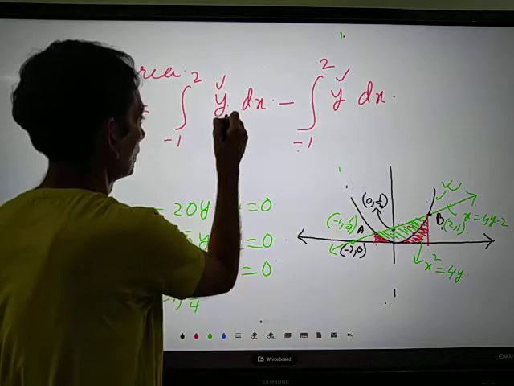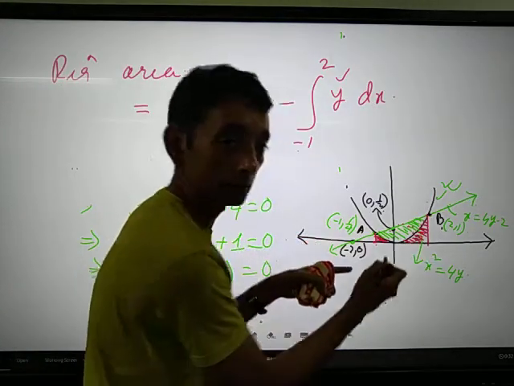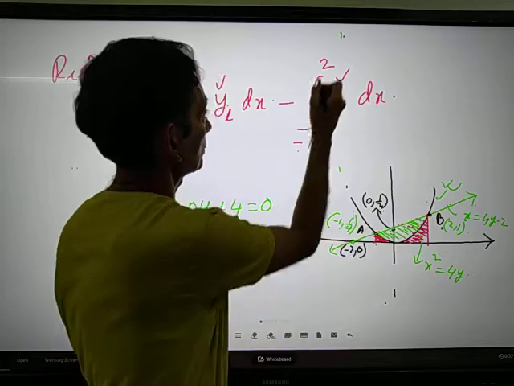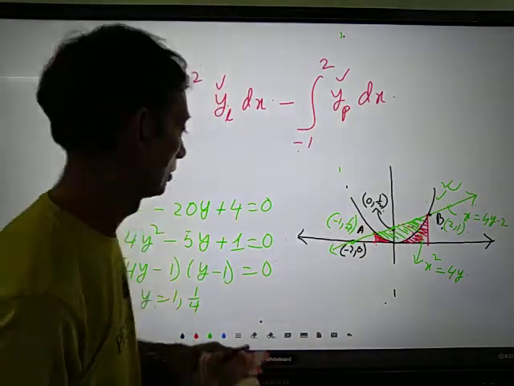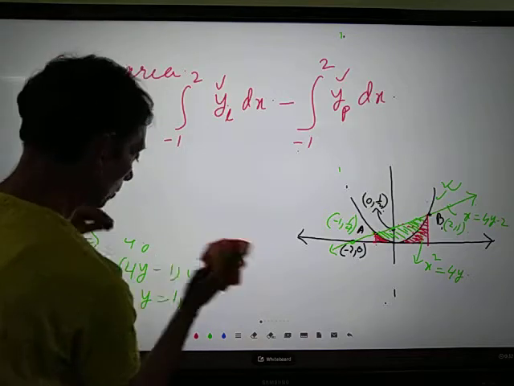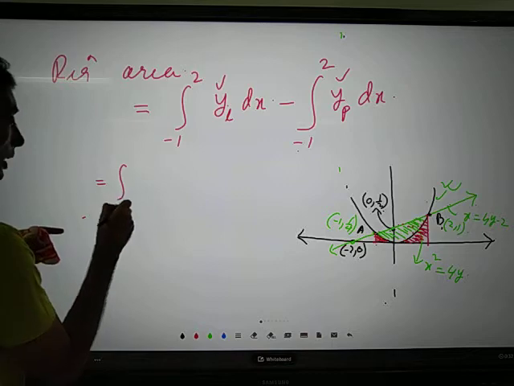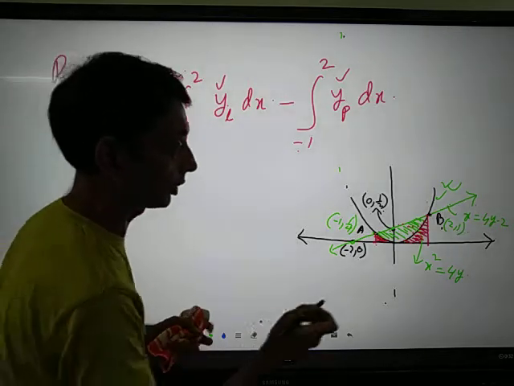So we can write y_l. Again, the portion you are subtracting is bounded by this parabola, so from -1 to 2 you can write y_p. This y_p stands for the parabola. Now what is left? Only we need to integrate. So it is equal to the integral from -1 to 2 of y line.